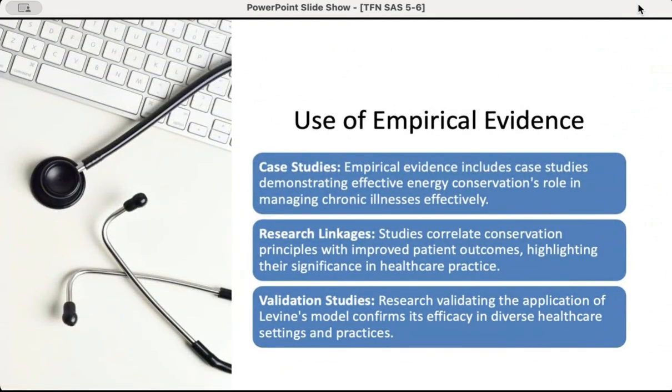And talking about empirical evidences, we do have empirical evidences which include demonstrating the effective role of energy conservation in managing chronic illness effectively. We also have to consider linkages in research, which correlate conservation principles to improved patient outcome, highlighting their significance in healthcare practice, and of course, validating such studies, where its application and validation on Levine's model confirms its efficacy in diverse healthcare settings and practices. So when you talk about empirical evidences, these are observations and experiences that this particular theory is being adopted.